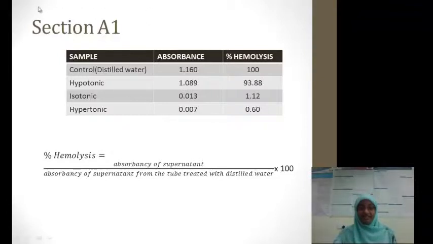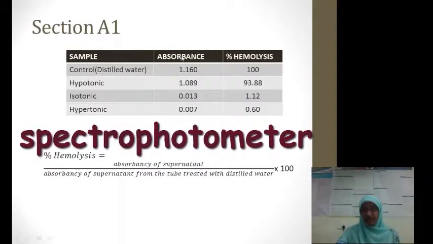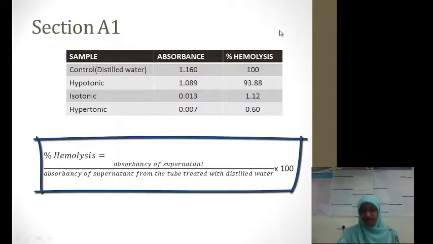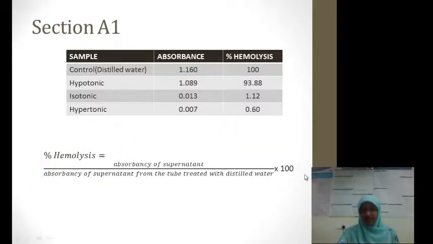Okay, these are the results for our experiment. For section A1, which is to establish a reference for the next experiments, the control is distilled water and we give it a percentage hemolysis of 100%. The absorbance is measured using a spectrophotometer, and this is the formula we use to get the percentage hemolysis, which is absorbance divided by absorbance of the control times 100.